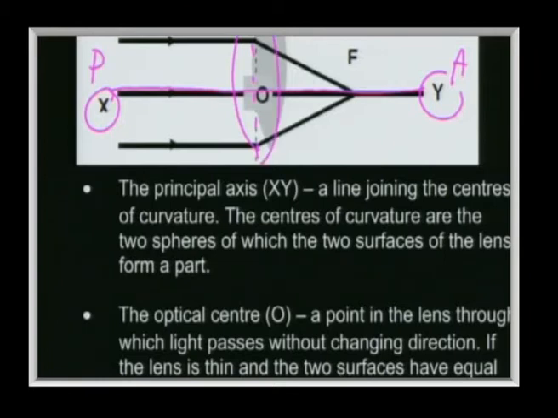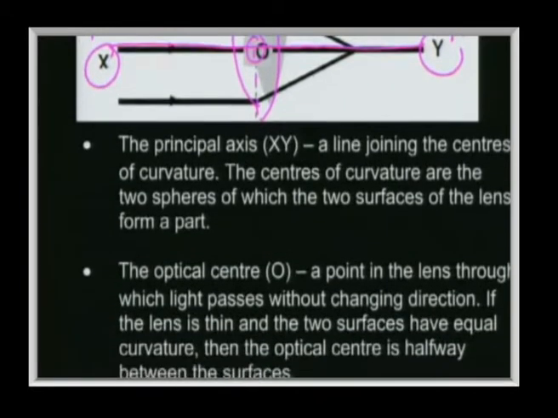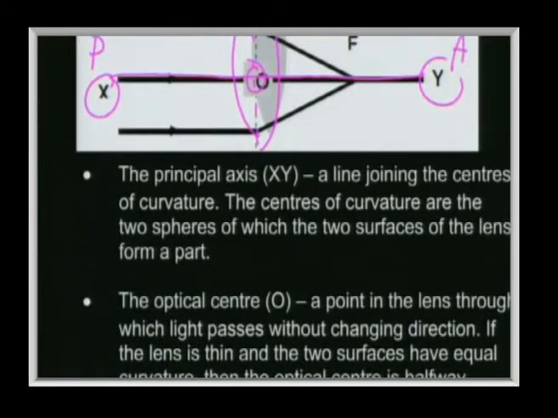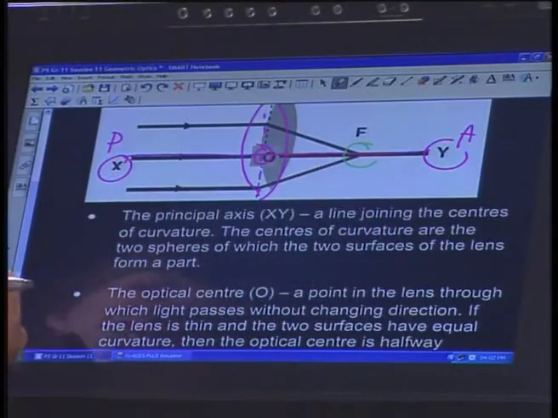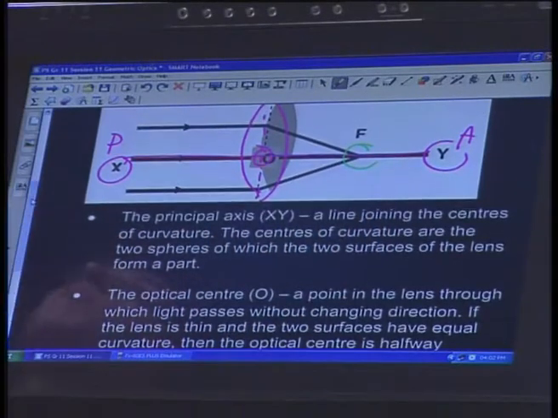Now, the center of the lens that is situated on top of the principal axis is called the optical center, and we use the symbol O to denote that. You will also see that beyond my lens, I have a point which is labeled as F. That refers to your primary focal point.